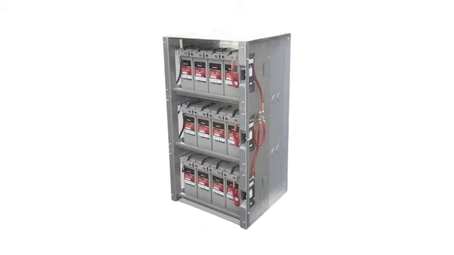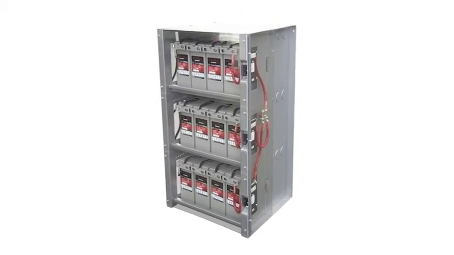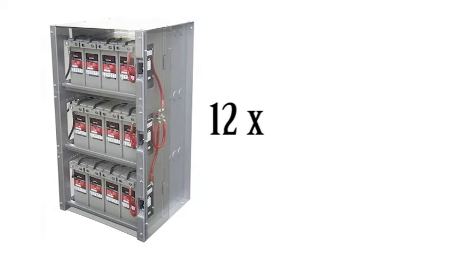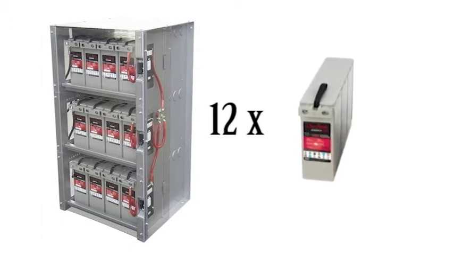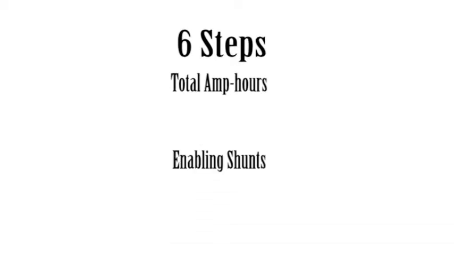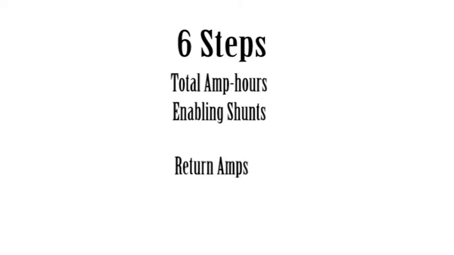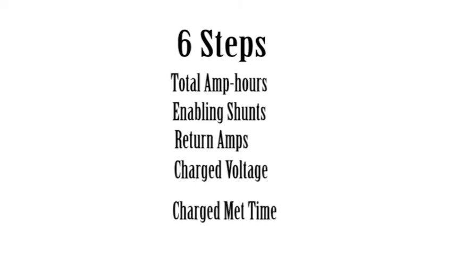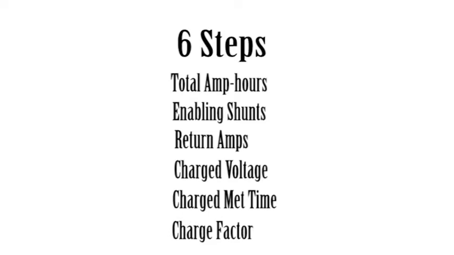For this tutorial, we will be using Outback's integrated battery rack with twelve 12-volt, 200 Energy Cell RE batteries. We will be looking at six steps: total amp hours, enabling shunts, return amps, charge voltage, charge met time, and charge factor. Step 1: entering the total amp hour capacity at a 20-hour discharge rate.